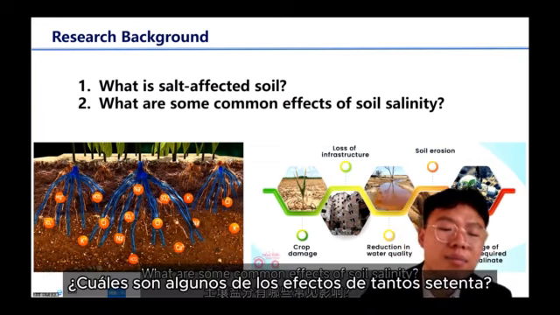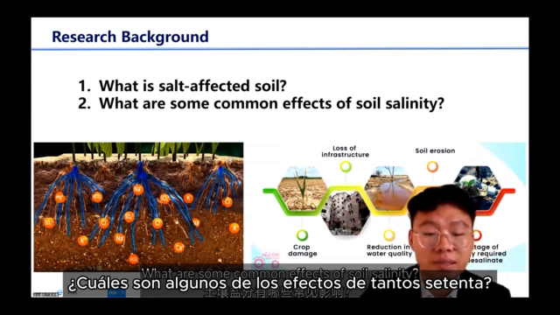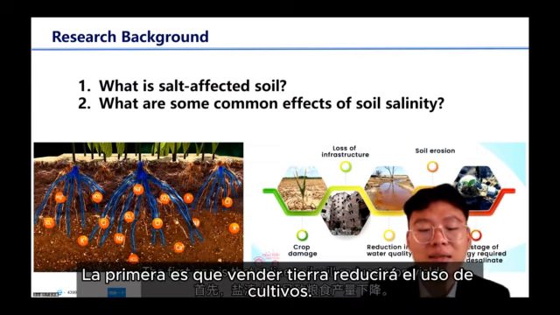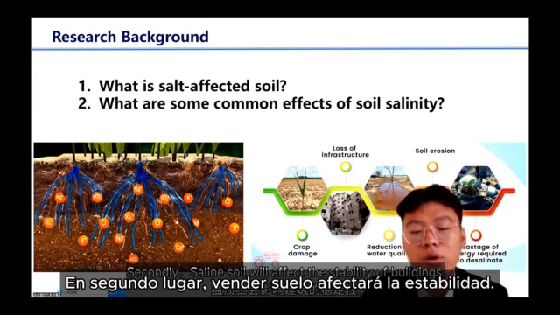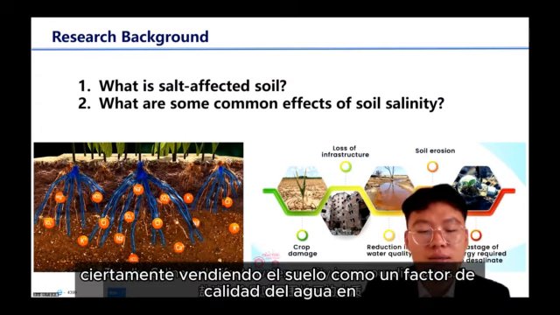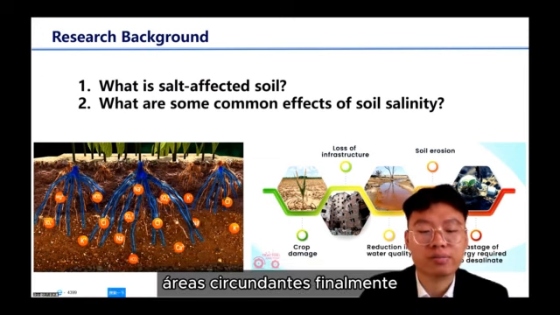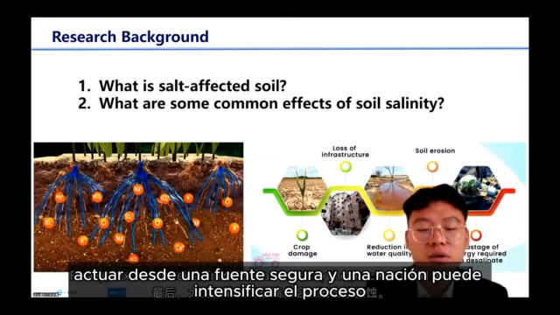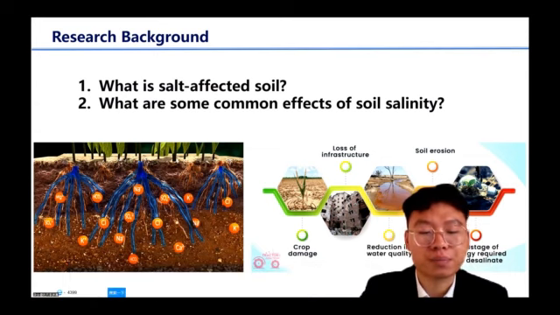What are some common effects of soil salinity? The first one is that saline soil will reduce crop yields. Secondly, saline soil will affect the stability of buildings. Thirdly, saline soil affects water quality in surrounding areas. Finally, extensive soil salination can intensify the process of soil erosion.